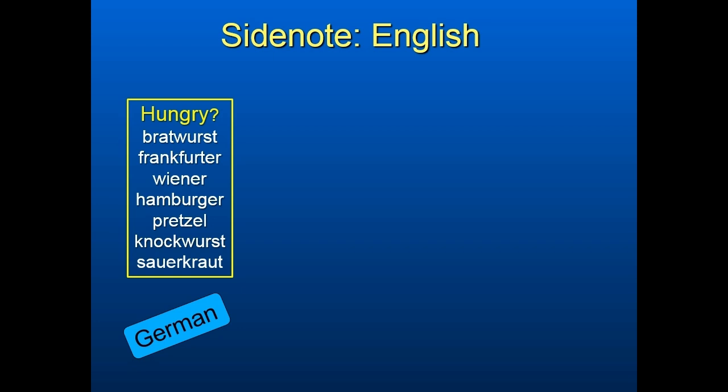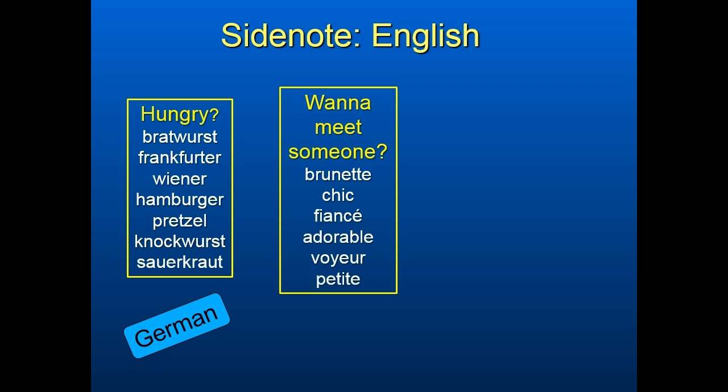Or maybe both? Well, suppose you're a guy who'd like to meet somebody. Prefer a brunette and chic? You don't want somebody with a fiancé, right? But she ought to be petite and adorable. But you don't want to be accused of being a voyeur. Recognize all that? French, of course, but well understood by somebody who never left Cincinnati or Atlanta.